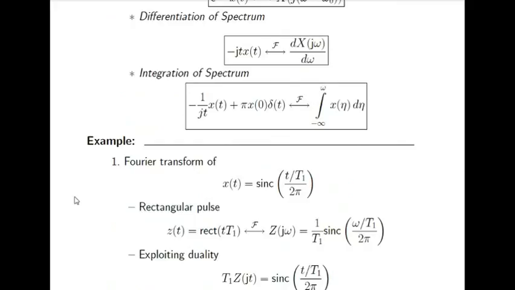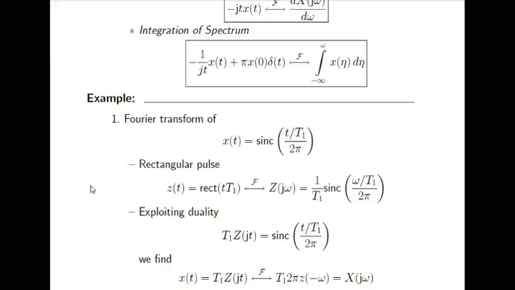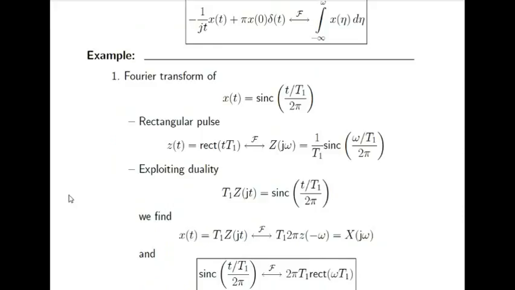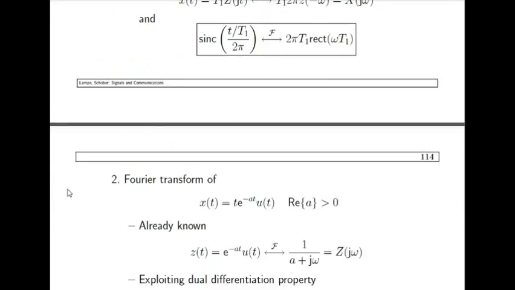This is an example for the sinc function, for which we have to find the Fourier transform. This is homework for you. You have to do it yourself, because I have earlier told you how to find the Fourier transform of a rectangular function, which gives a sinc function. So if I find the Fourier transform of the sinc function, then it will be a rectangular function. You need to do it yourselves.